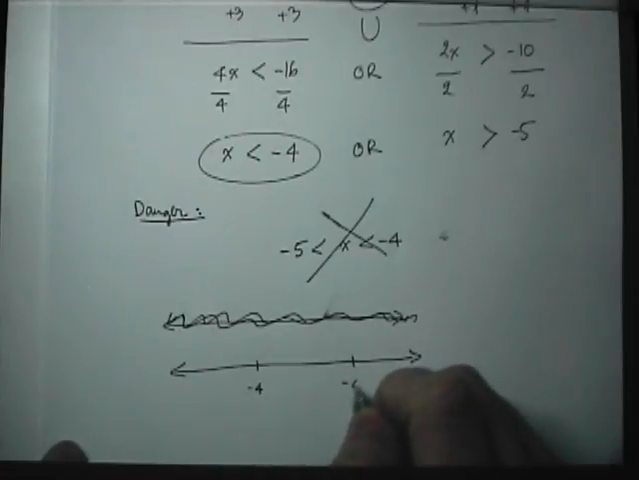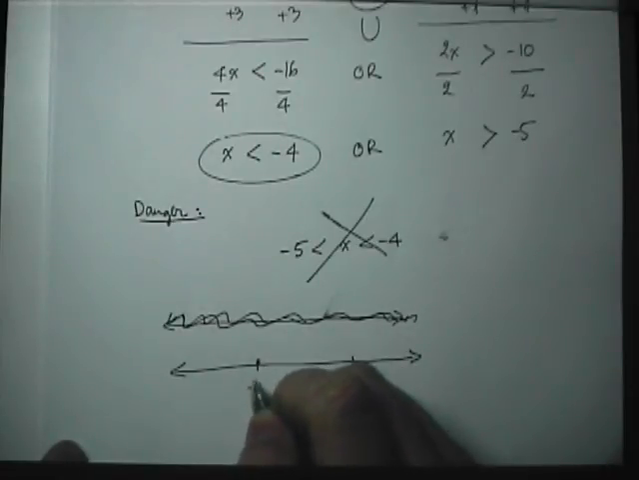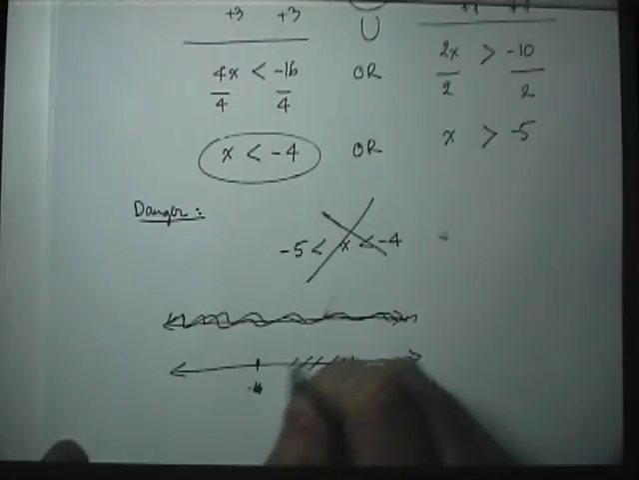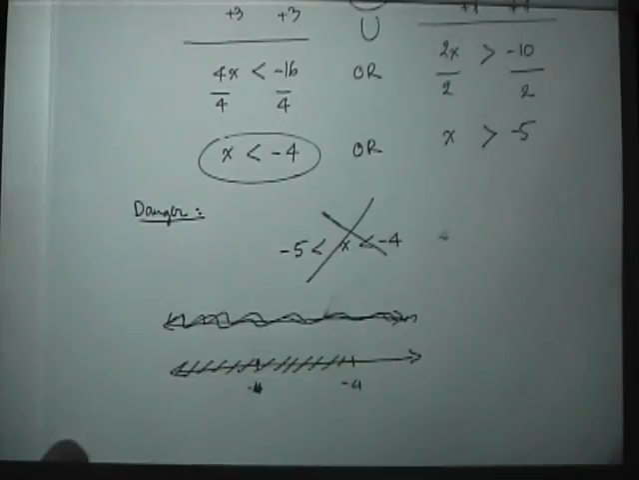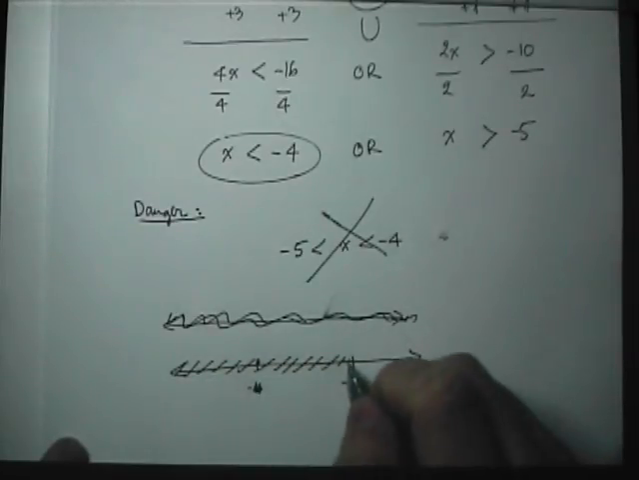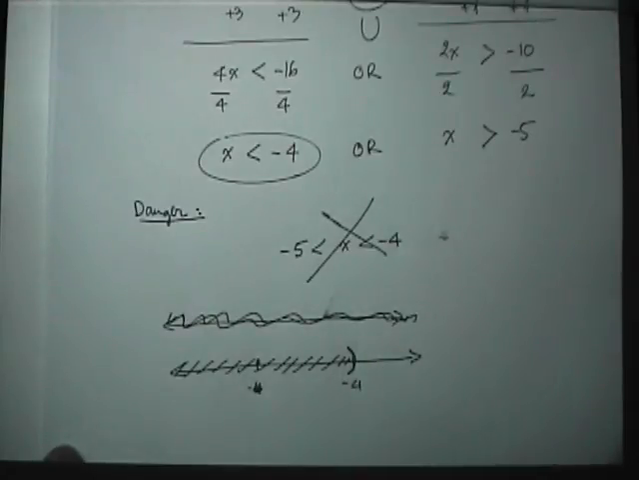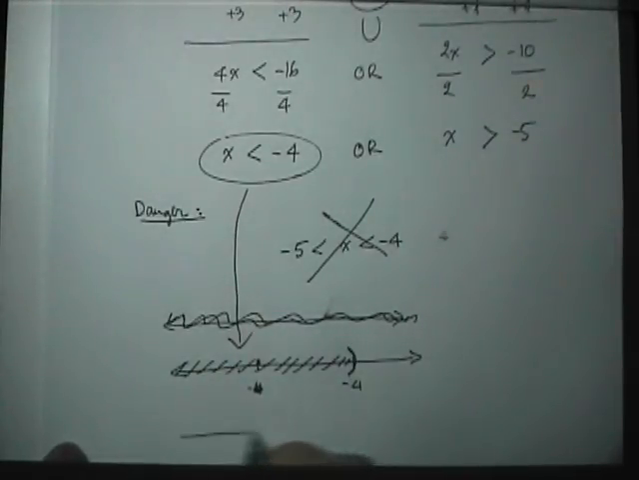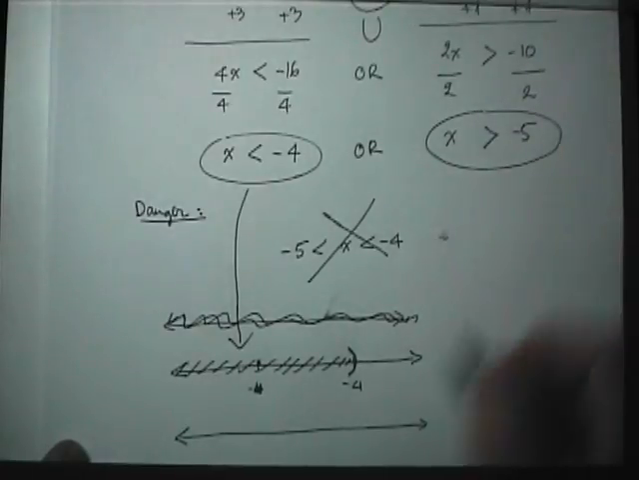How about negative 4? Sorry. Negative 4 is here, and I need to shade to the left side of negative 4. Okay? I need to shade the left side of negative 4, and here's my parentheses. So that's how it gets for this, my other graph for my other solutions.